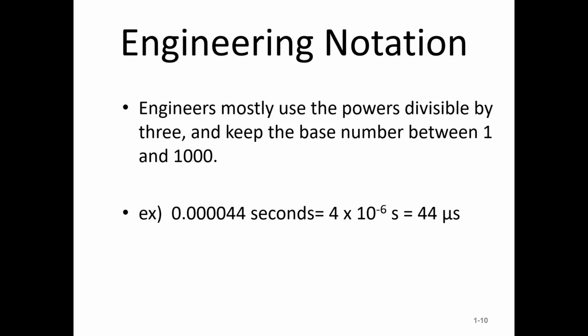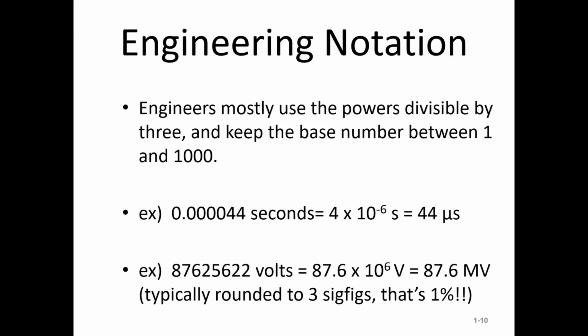the base number. In this case, 4 is a reasonable number, or just a couple of digits. We like 1 to 4 digits, something like that. So you move that decimal point over 6 spaces and you get 44. The first 3 would be milli, and the second 3 would be micro. So 44 microseconds.